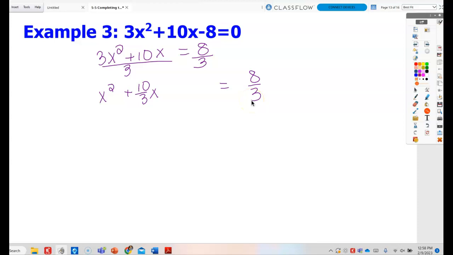I'm going to divide 10 thirds by 2 to get 10/6. I'm going to square that value and add it to both sides. So that adds 100 over 36 to both sides. That makes my middle term x plus 10 over 6 squared. And again, if you want to reduce 10 over 6, both divided by 2, is 5 thirds.